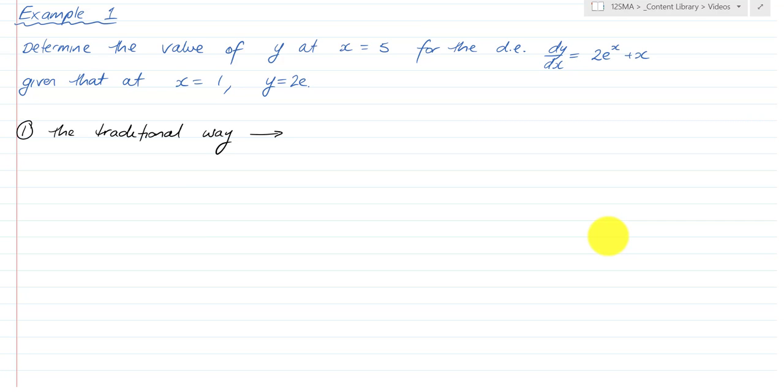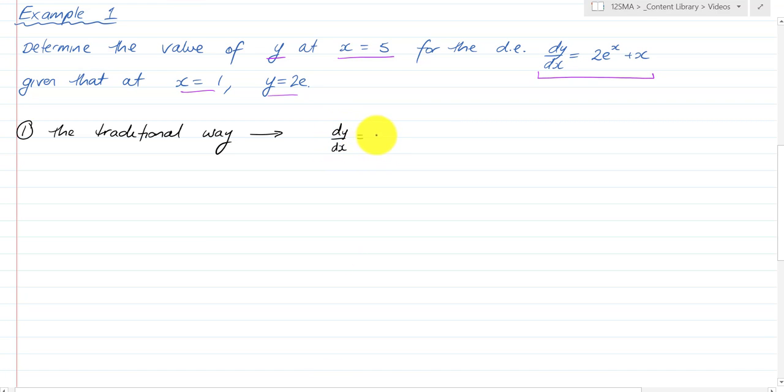So determine the value of y. So this is use the solution of the differential equation at x equals 5 to this differential equation, which is a pretty simple one, given this information, which is our information to find c. So here's the traditional way first of all. In the traditional way, we solve the differential equation first.